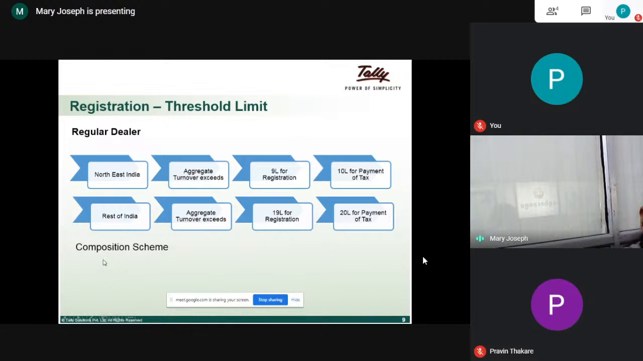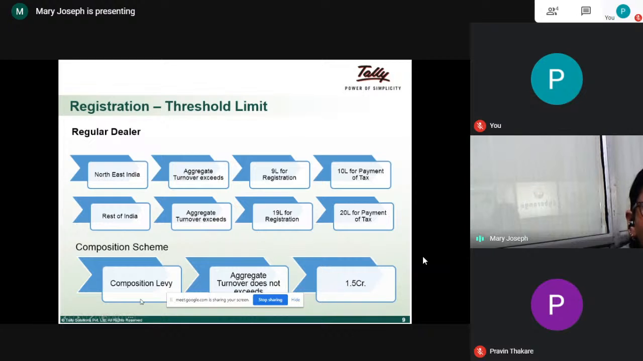For the composition scheme, composition levy, aggregate turnover does not exceed 1.5 crore. Registration is compulsory. These are all the threshold limits for the registration, both for regular dealer and for the composition scheme.